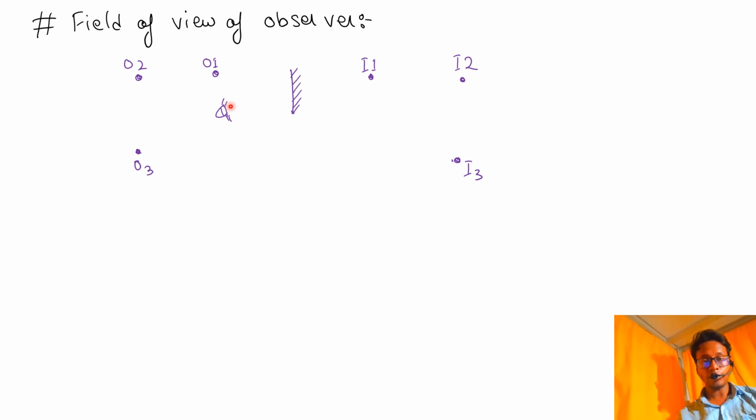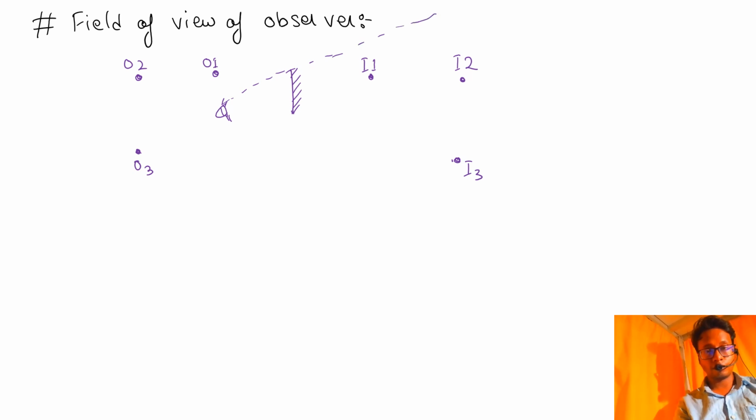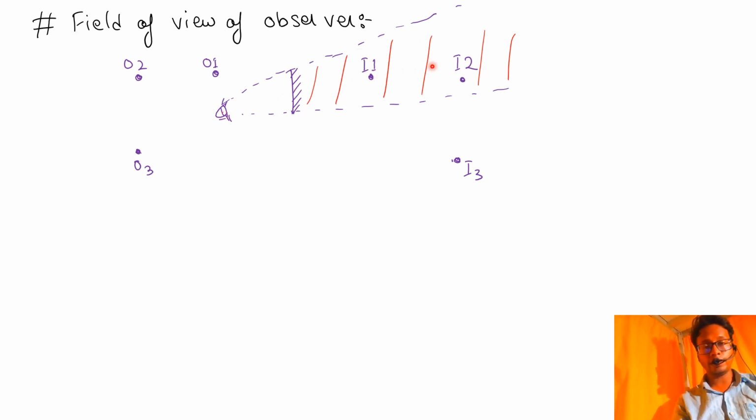Now what do we do? Draw the observer where the observer is situated. Then draw two straight lines from the extremes of the mirror, and this portion is called the field of view. That means this observer can see anything that is inside this portion. That means this observer can see image 1 and image 2, but he cannot see image 3.